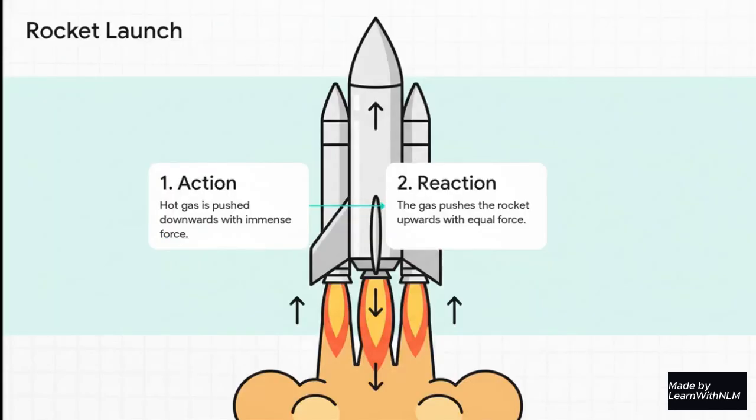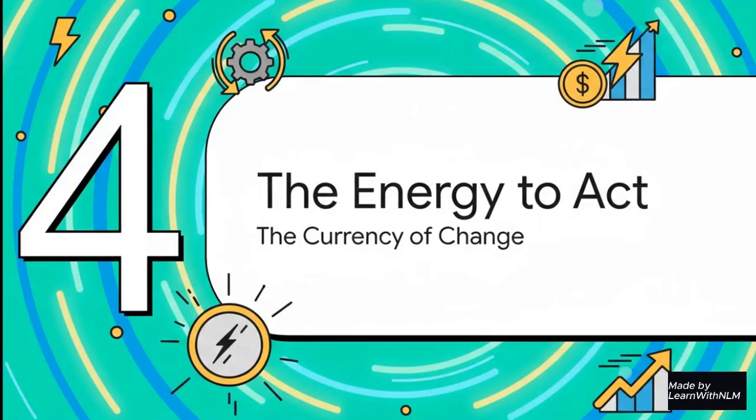And there is no better or more awesome example of this law than a rocket launch. The rocket's engines blast a huge downward force on all that hot gas. That's the action. And in return, the gas pushes back with an equal and opposite upward force on the rocket. That's the reaction. And it's that perfectly balanced, incredibly powerful dance of forces that literally lifts us off this planet and into space.